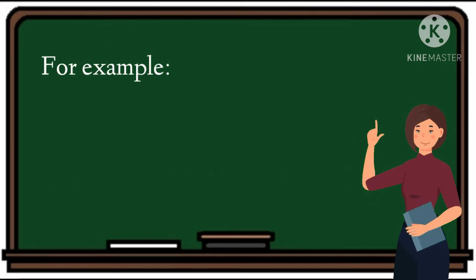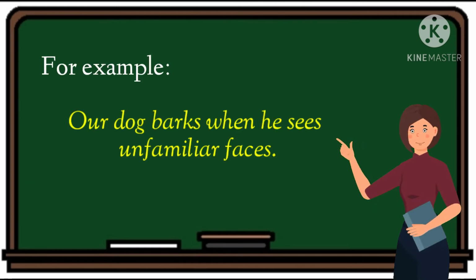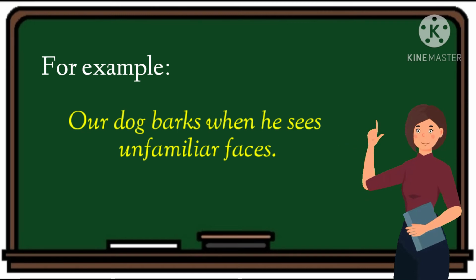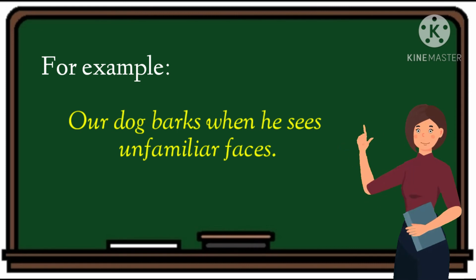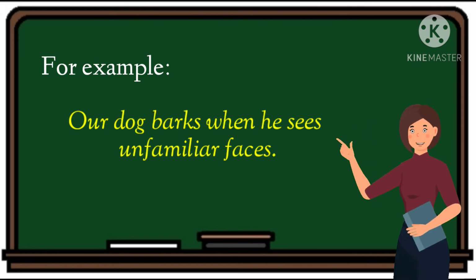Now, for example, our dog barks when he sees unfamiliar faces. This is a complex sentence because it contains one independent clause and one dependent clause. Our dog barks is the independent clause, while he sees unfamiliar faces is the dependent clause. Meanwhile, in this sentence, a subordinating conjunction was also used, which is the word when.